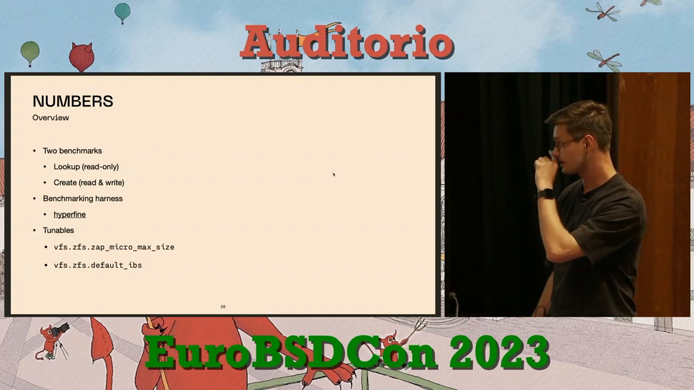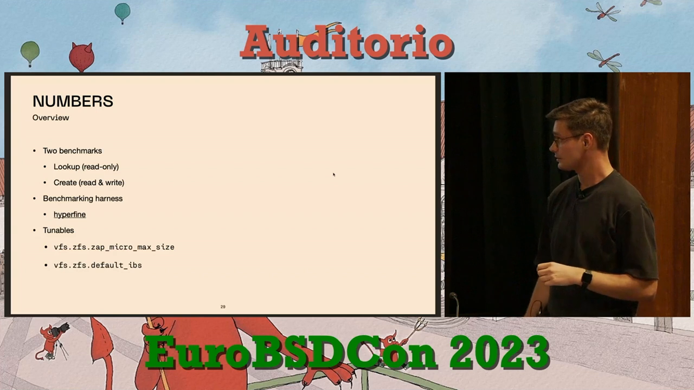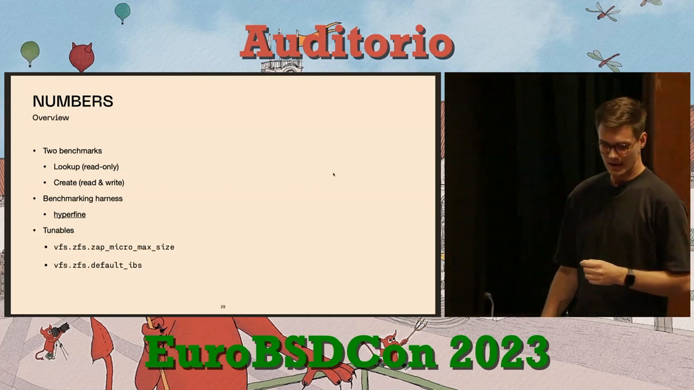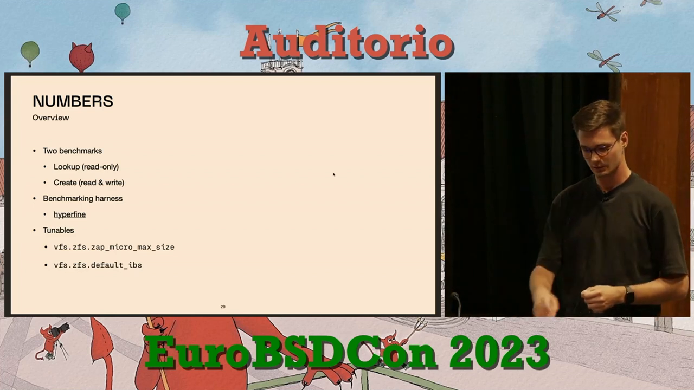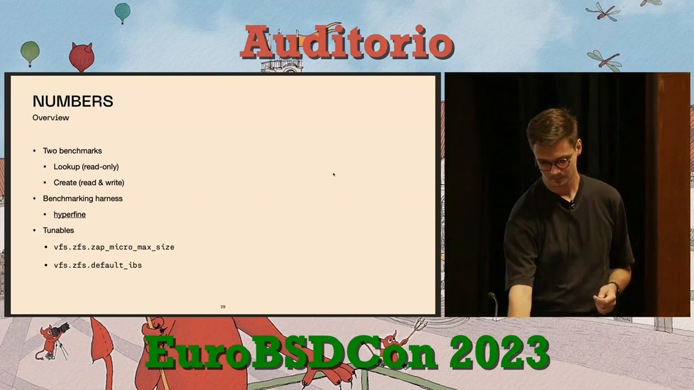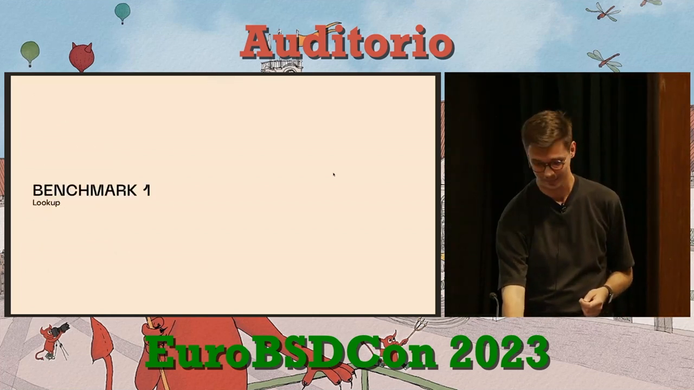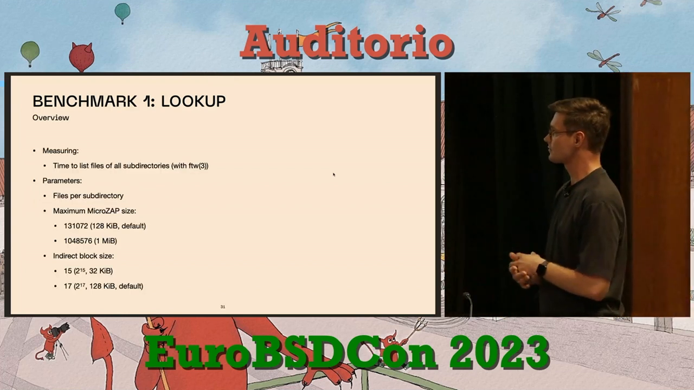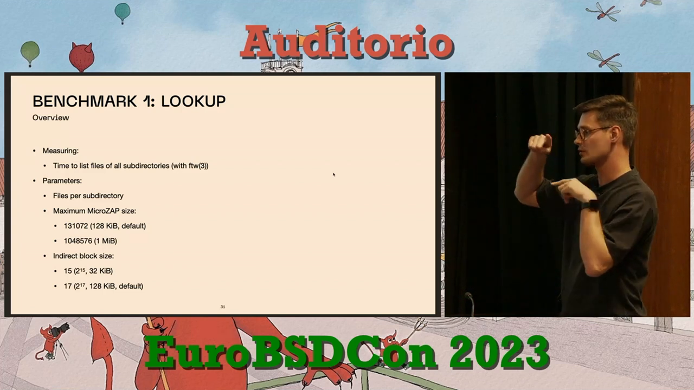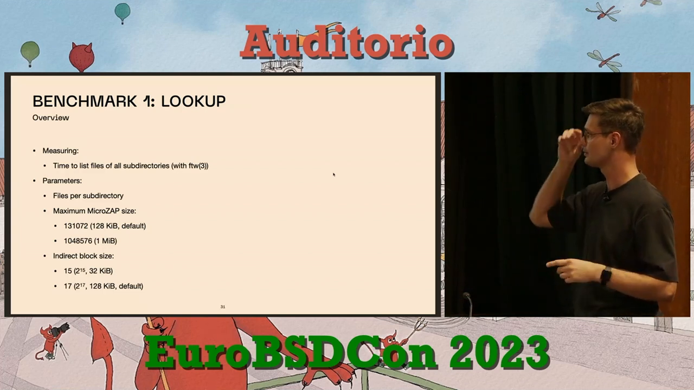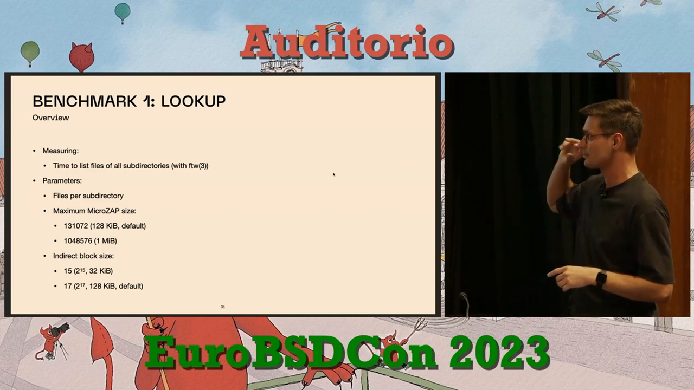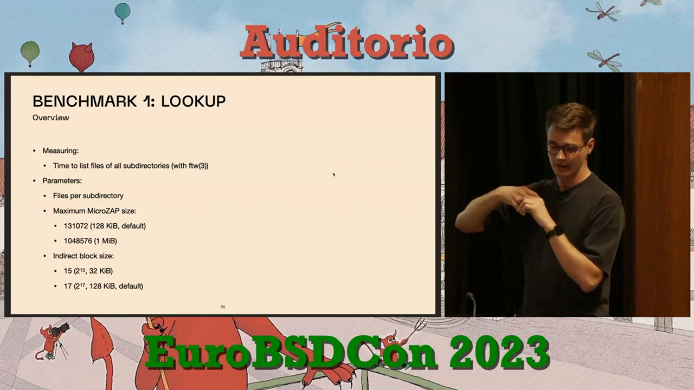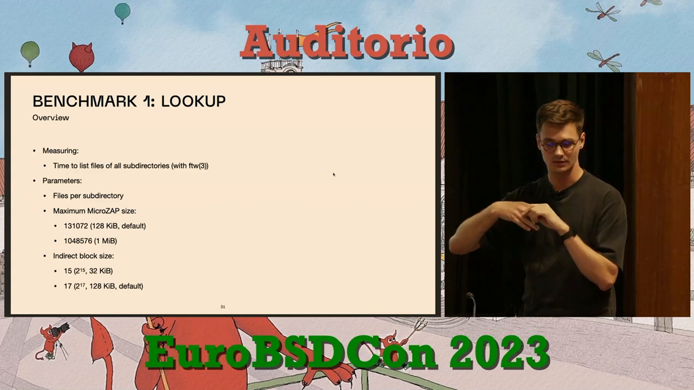It's a pretty cool piece of software. If you don't know it, it's very nice for ad hoc experimentation. And the tunables, you already know, those are the ones I introduced in the previous slides. So benchmark one, lookup. What are we measuring? We're measuring the time to list files of all subdirectories. I'm just using a very short C program that does FTW. And we're going to focus on three parameters here: the files per subdirectory, the maximum microzap size, and then indirect block size.